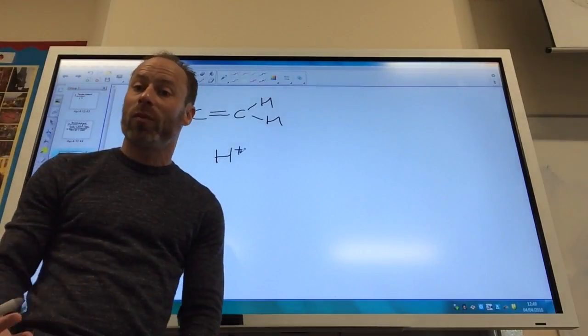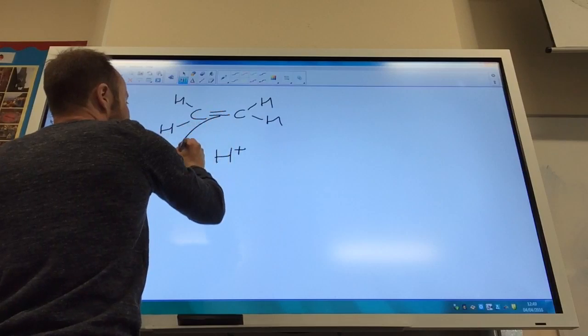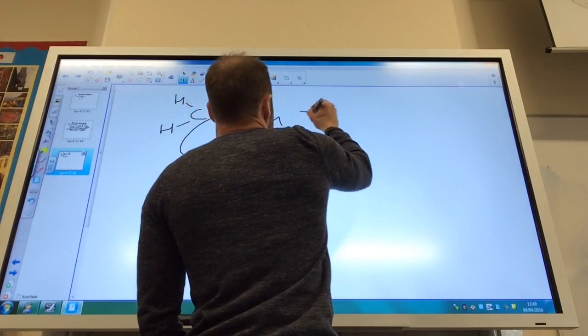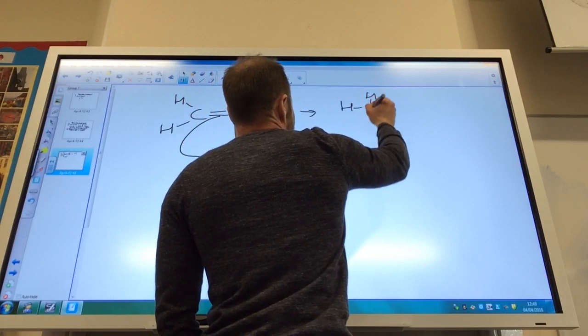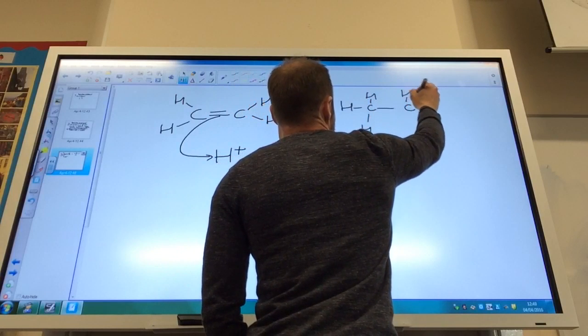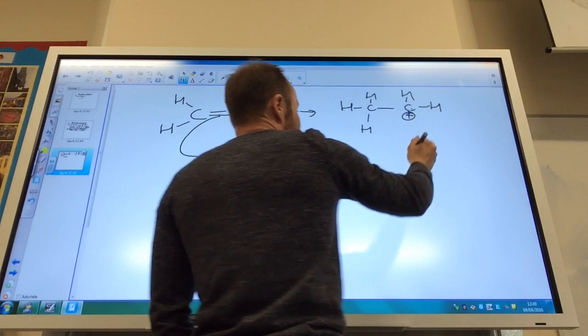Curly arrows show the movement of electrons. So here he comes. Out come the electrons from the double bond to my hydrogen there. And that is going to mean that that carbon has now got 3 hydrogens attached, but the end carbon has lost its double bond, so now has a positive charge.